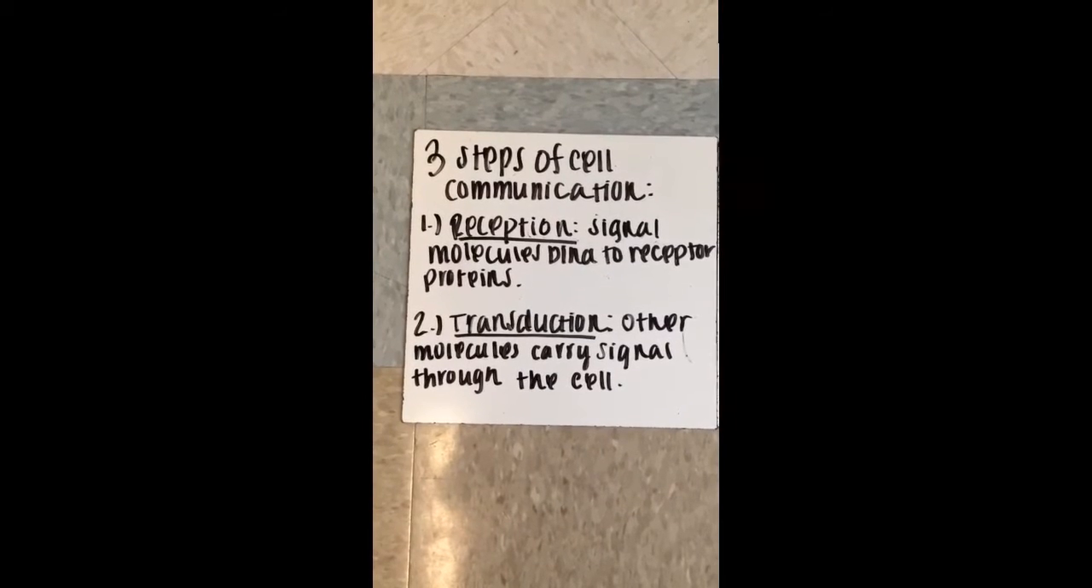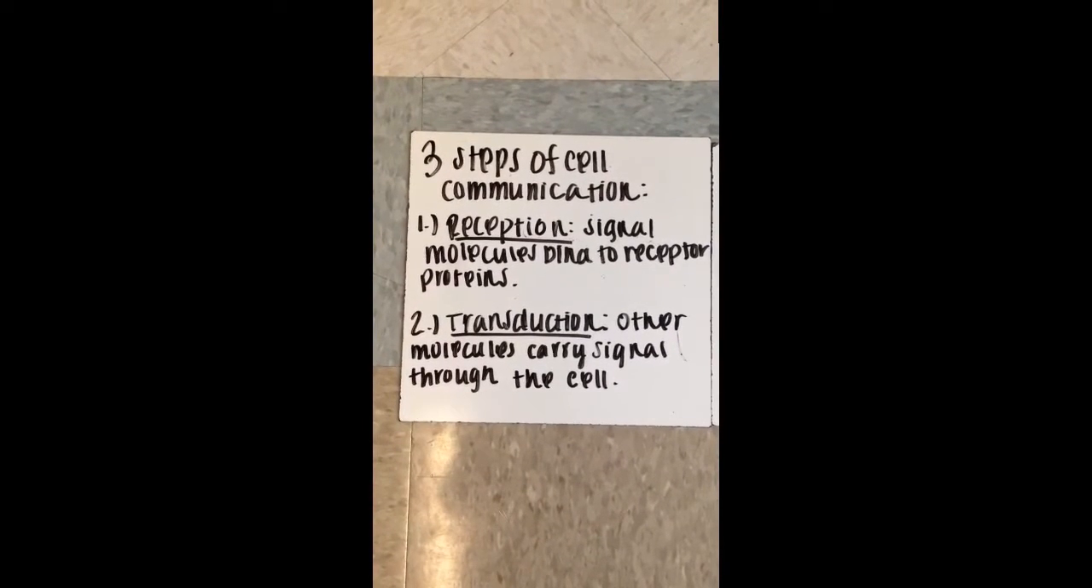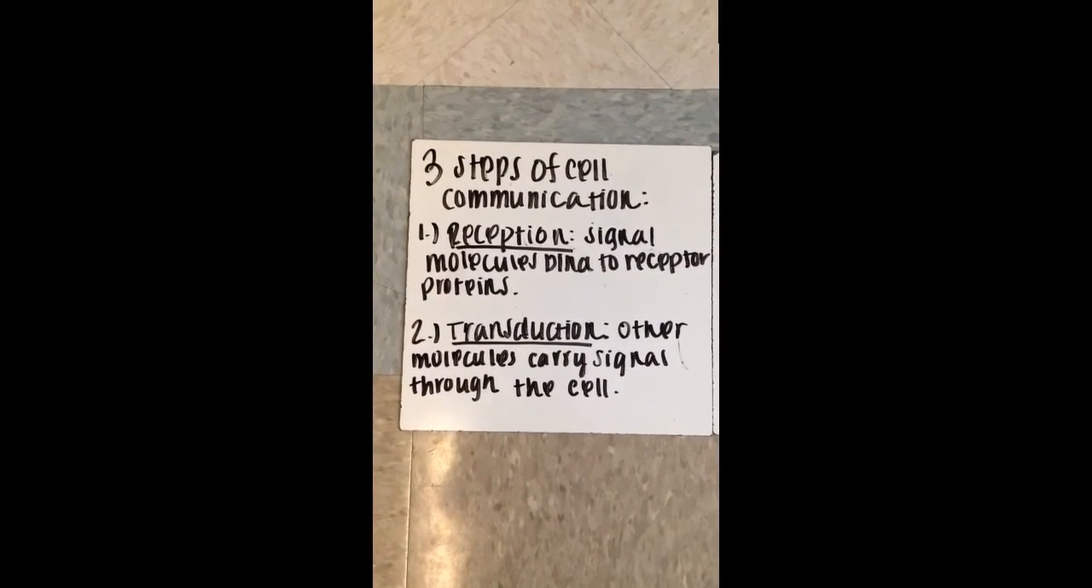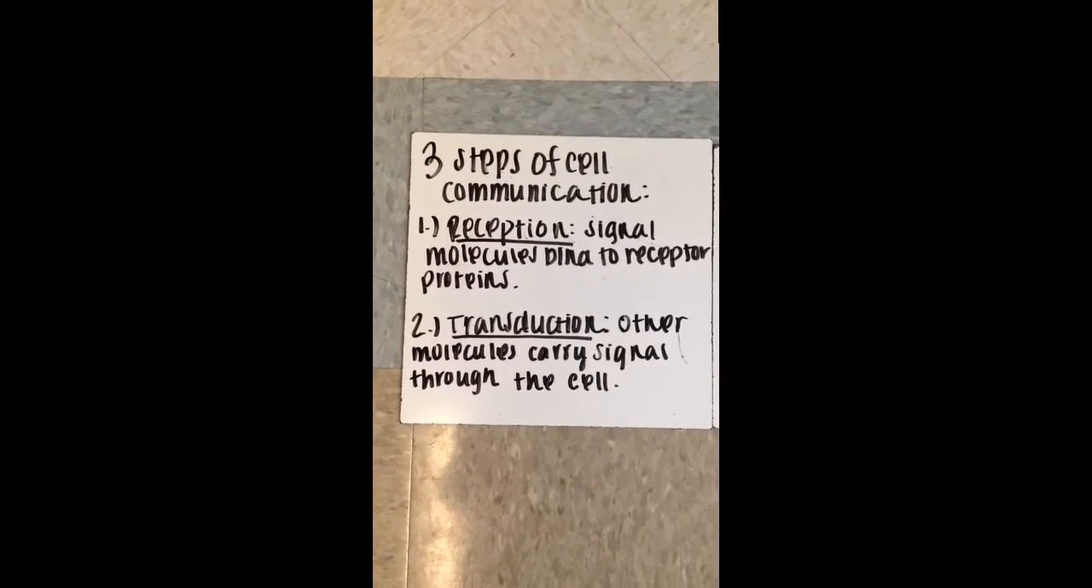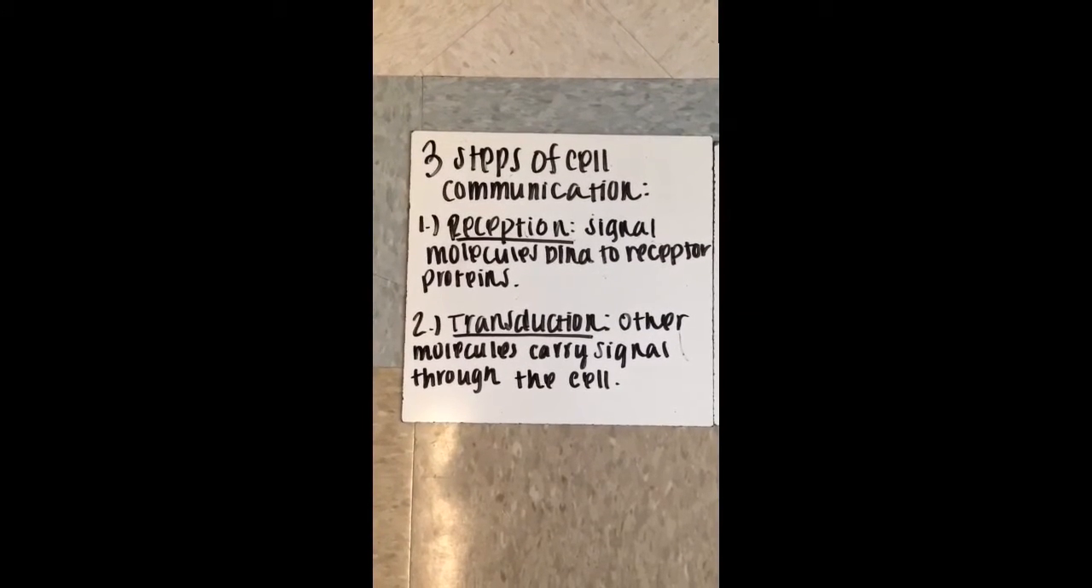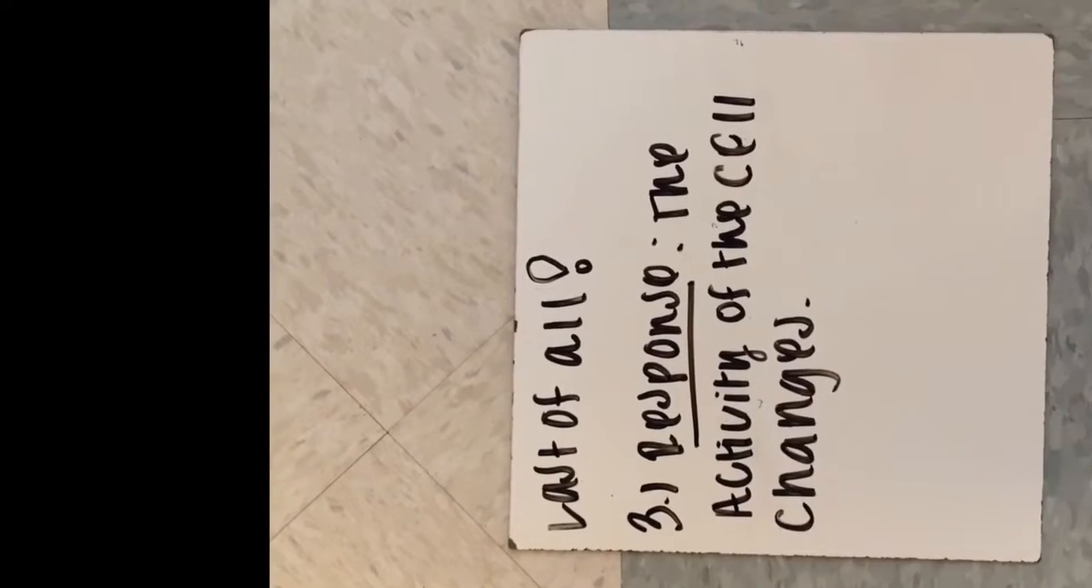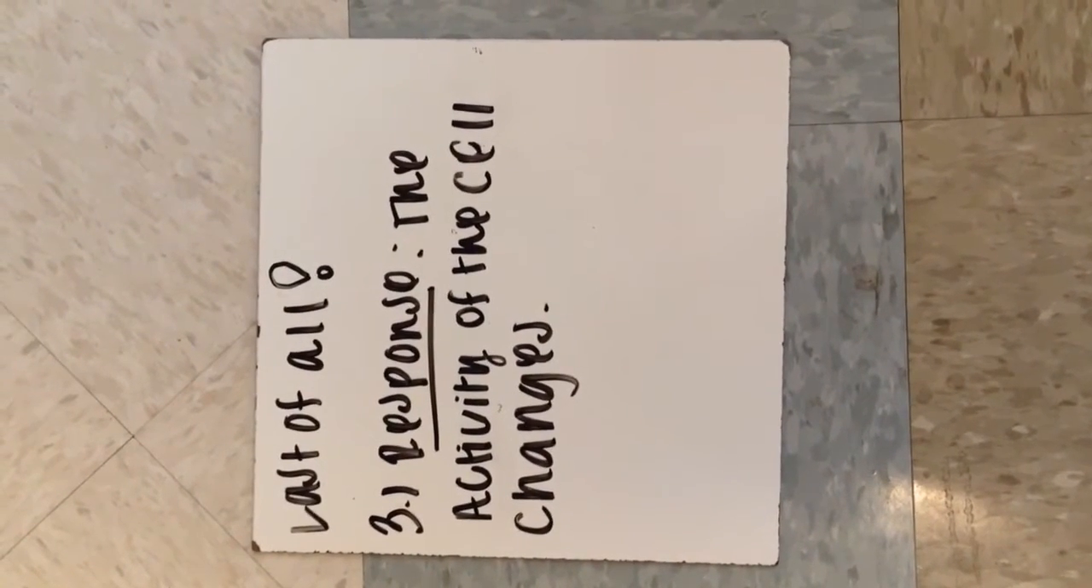3 steps of cell communication. First one, reception. Signal molecules bind to receptor proteins. Second one, transduction. Other molecules carry a signal through the cell. And last of all, response. The activity of the cell changes.